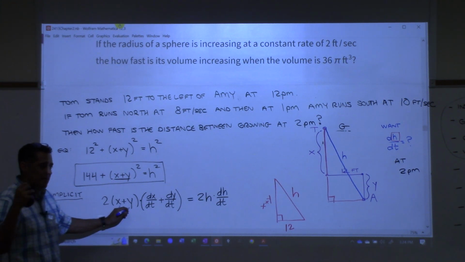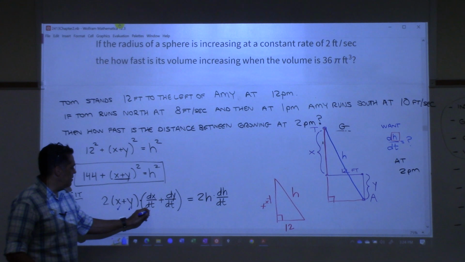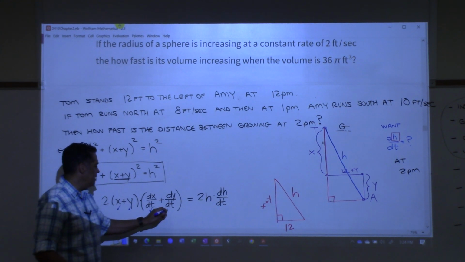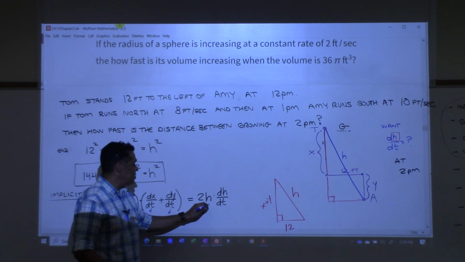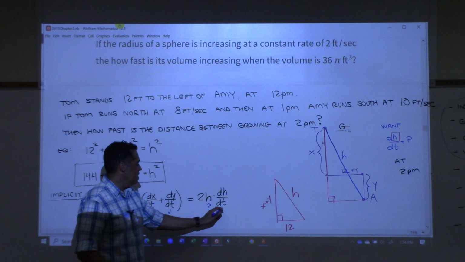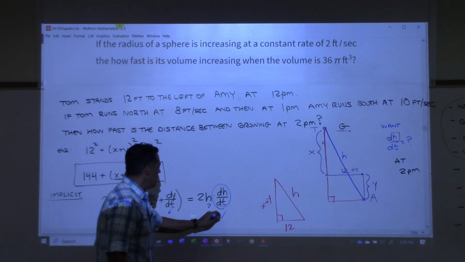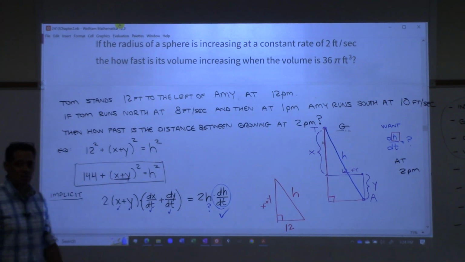Do you know what y is at the instant in time? Yes. Do you know dx/dt, how fast Tom's moving? Yes. And then do you know dy/dt? Yes. Do you know what h is at the moment in time? No, not directly. How about dh/dt? That's what we're trying to find out, so I'm happy to see that. So there's only one thing I don't know, and that's h.